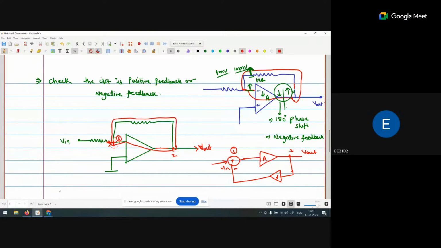The output signal will be going through the feedback. So this is the F, and from point A, the signal will be traveling through A to point two. So this is A. Can you relate this operational amplifier circuit with this feedback circuit? Yes or no? Yes, sir. Okay.